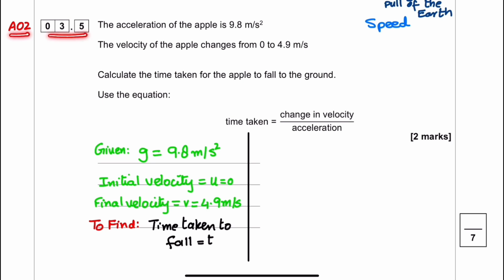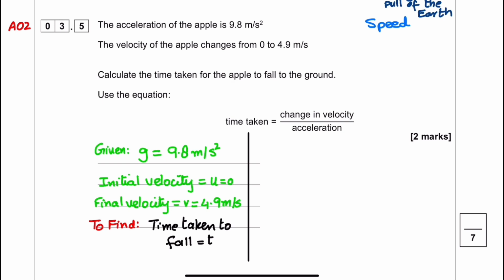3.5 is an AO2 question. The acceleration of the apple is 9.8 meters per second squared. The velocity of the apple changes from 0 to 4.9 meters per second. Calculate the time taken for the apple to fall to the ground.